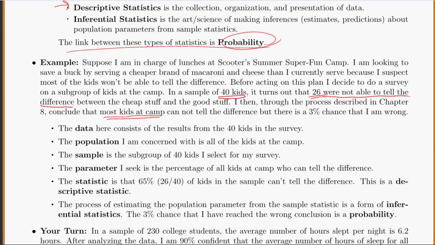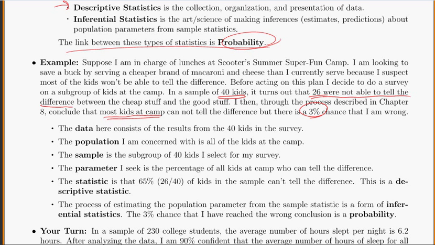But that's based on a sample, so there's a chance I'm wrong. In this case, I have a 3% chance that I'm wrong. And I didn't make that up. That is calculated. It's not just me guessing. That's stuff we do in Chapter 8, so there's no reason for you to know immediately how that 3% came about, but we'll get there.